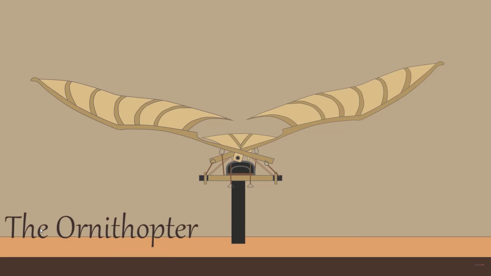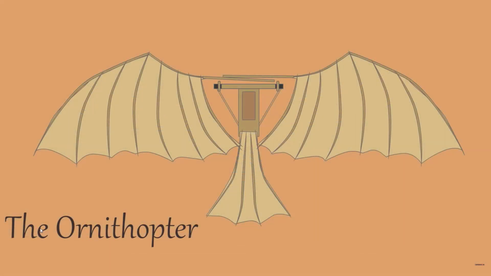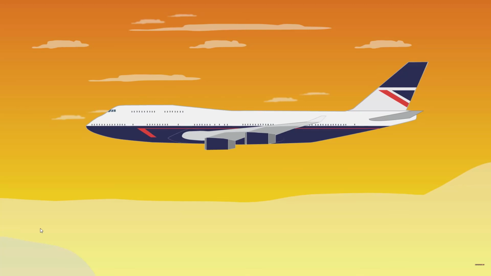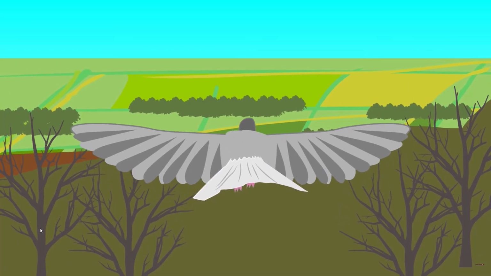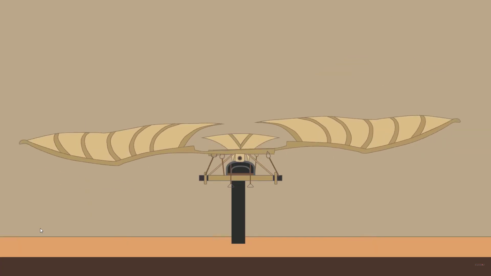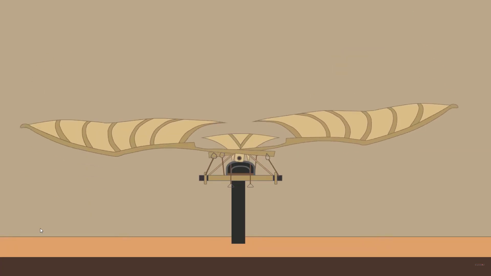One of the most well-known of all da Vinci's inventions was his ornithopter. Unlike the fixed-wing aircraft with which we are all familiar, the wings of an ornithopter flap up and down much like those of a flying animal. Da Vinci was not the first person to think of this form of flight.